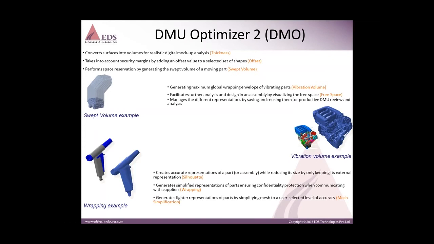It will create an accurate representation of a part while reducing its size by only keeping its external representation. It generates a simplified representation of a part, ensuring confidentiality protection when communicating with suppliers. Generate a lighter representation of a part by simplifying the mesh to a user selected level of accuracy.